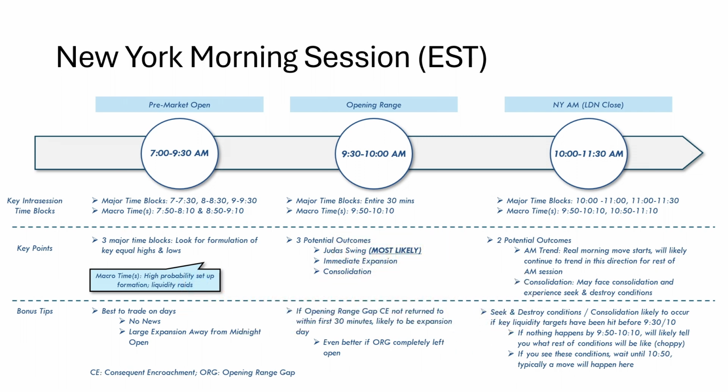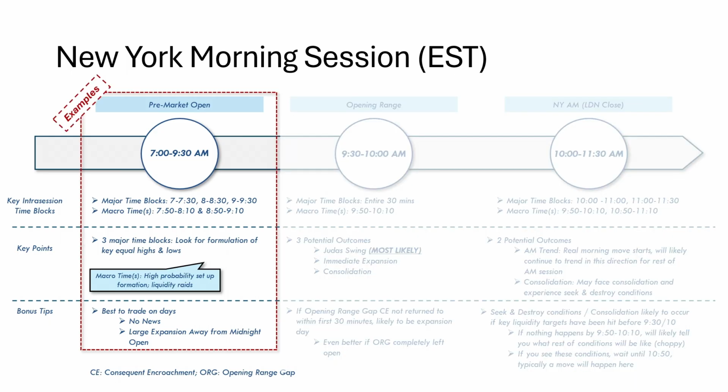And also, if nothing happens between that macro 9:50 to 10:10, it's just looking choppy, we're stuck in a range. If it doesn't break out immediately after 10 o'clock, then it's likely to just consolidate for the rest of the session as well. Also, if you had a large expansion overnight, that can be another reason why you could see real choppiness in the nature of the AM trend.